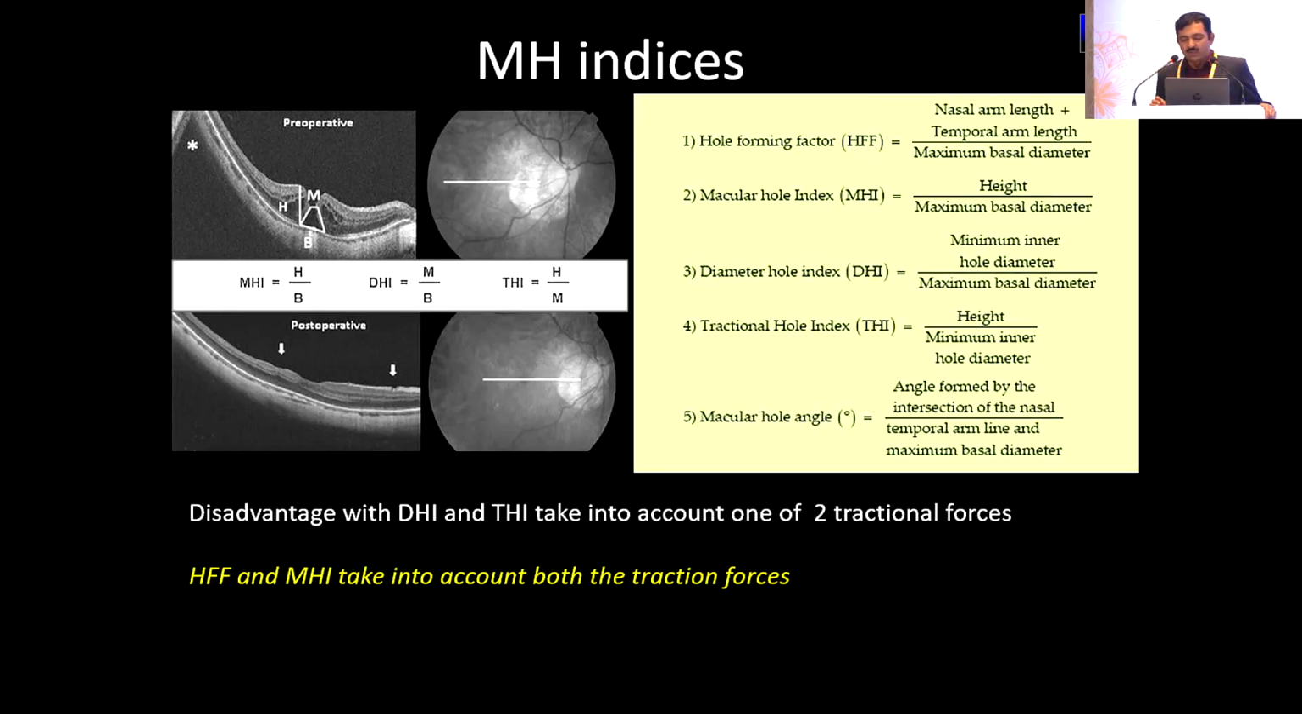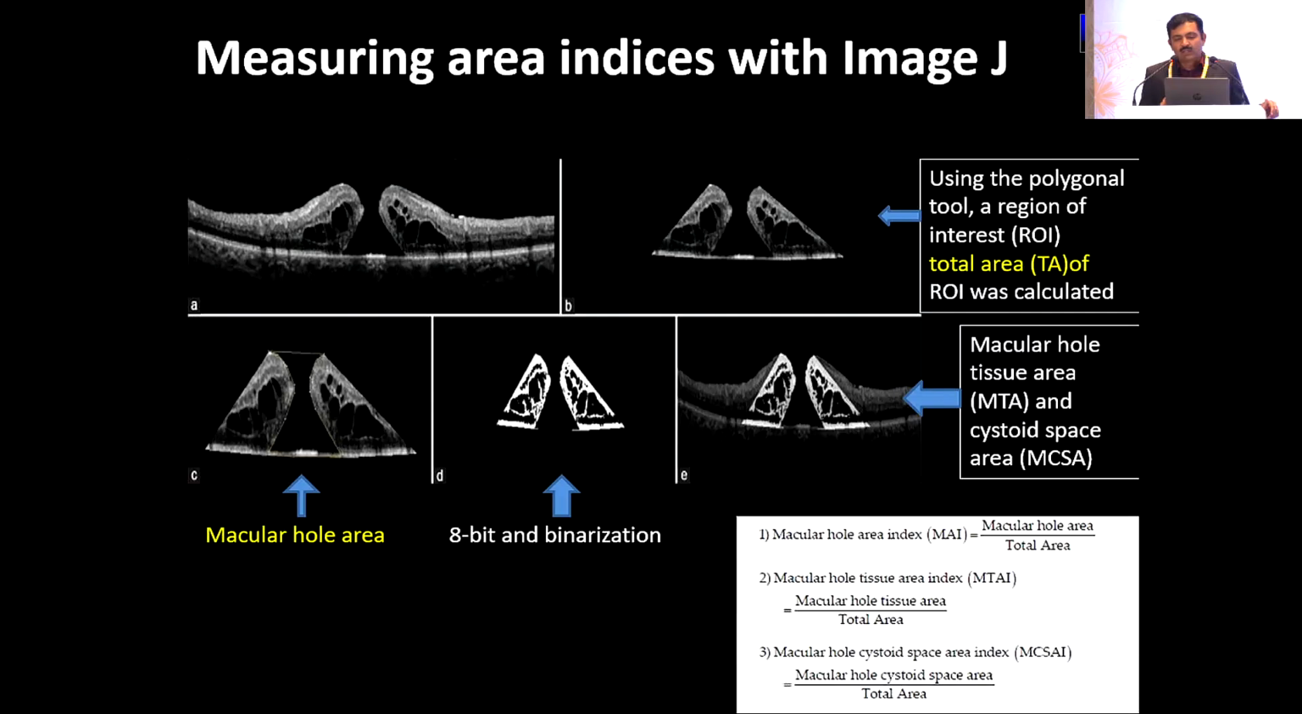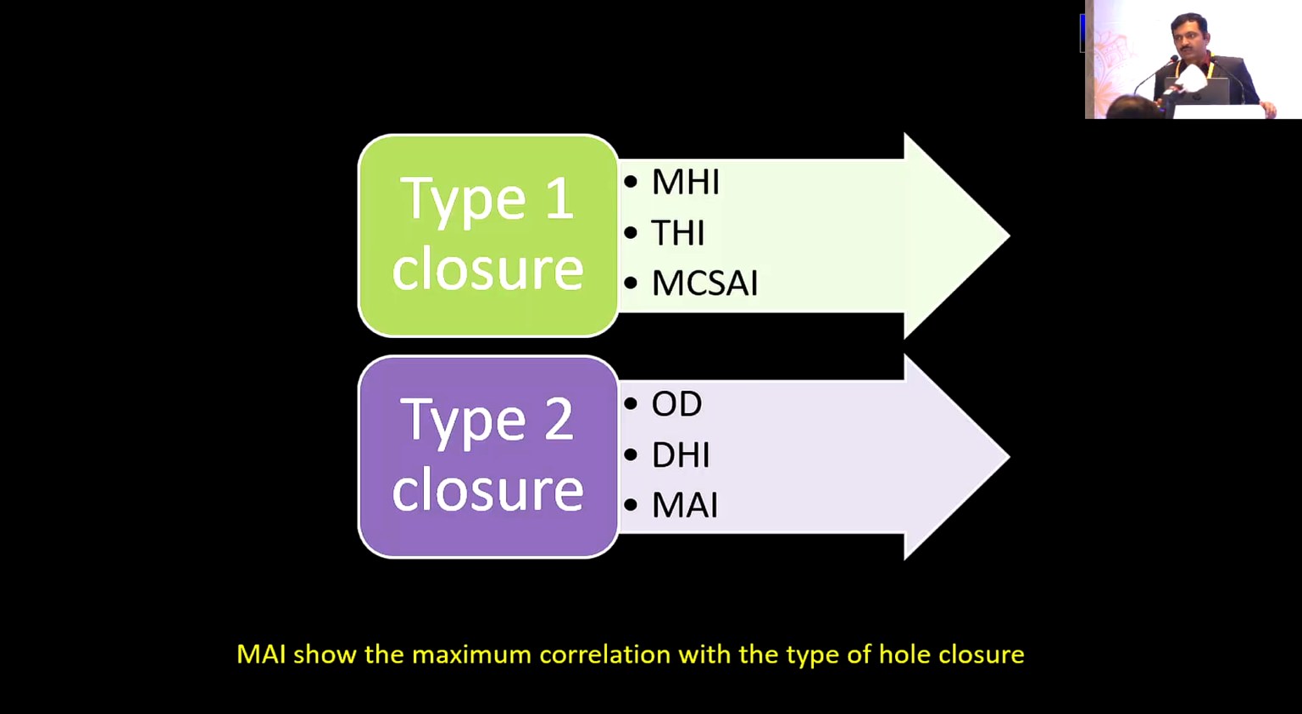So many indices can be measured, starting from hole forming factor, macular hole indices, diameter hole index. Some take into consideration the anterior as well as the perpendicular as well as the tangential tractions. But hole forming factor and macular hole indices are the two which take into account both the tractional forces, so are more reliable when compared to the other indices. By using image analysis, you can get even the macular hole area index as well as the macular cystoid space area index, which also have a prognostic value in assessing the outcome of the macular hole surgeries. As we know, post-surgery, it could be either a type 1 closure or a type 2 closure.